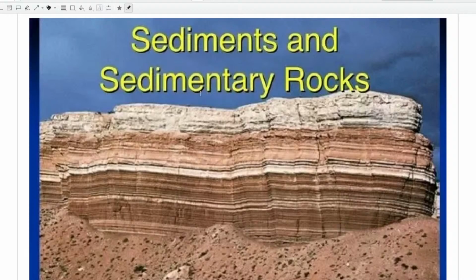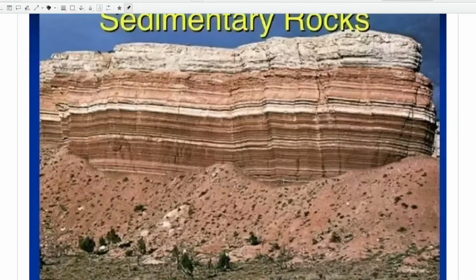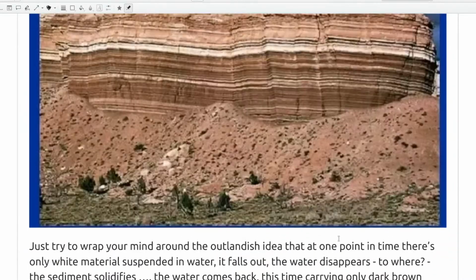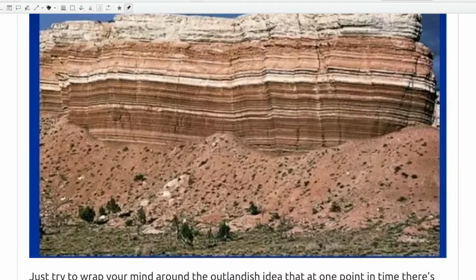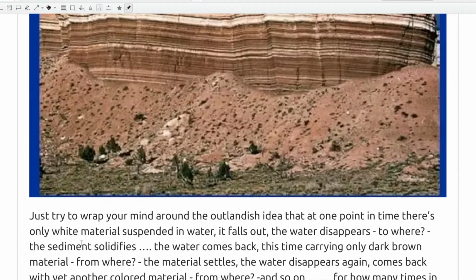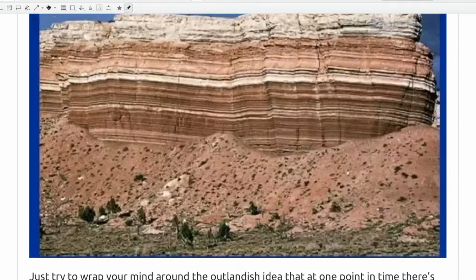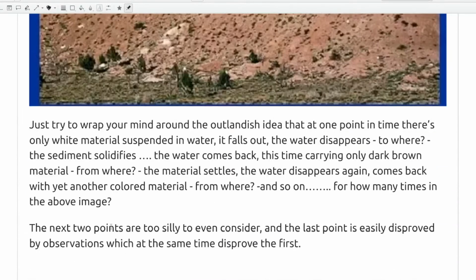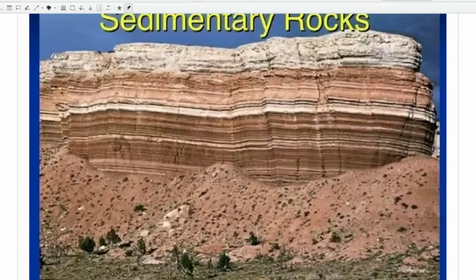So here you have sediments and sedimentary rocks from the old geology book. Just try and wrap your mind around the outlandish idea that at one point in time there's only white material suspended in water. It falls out, the water disappears to where? The sediment solidifies. The water comes back, this time carrying only dark brown material. From where? The material settles. The water disappears again, comes back with yet another colored material. From where? And so on. And for how many times in the above image? Yeah, that explanation makes no sense. Yeah, that's crazy.